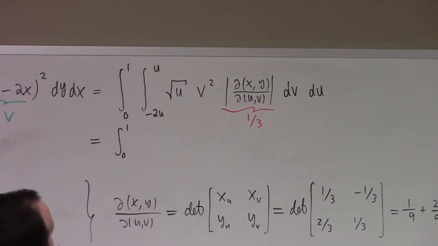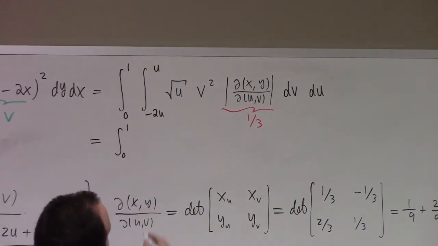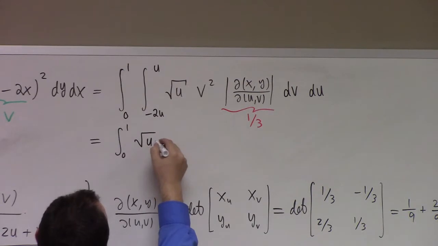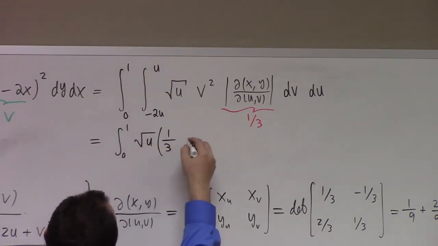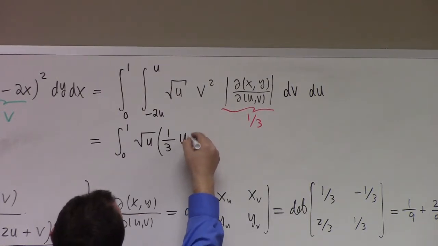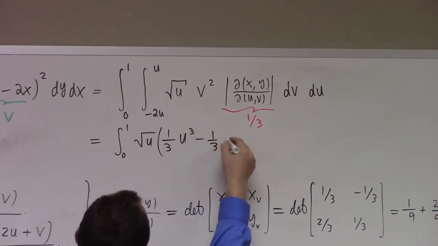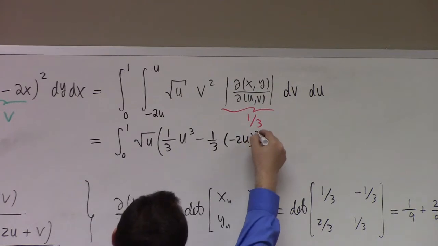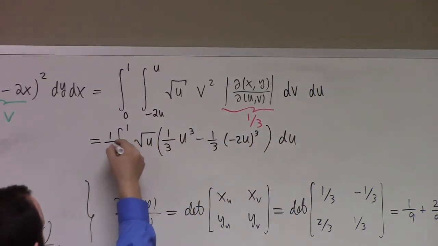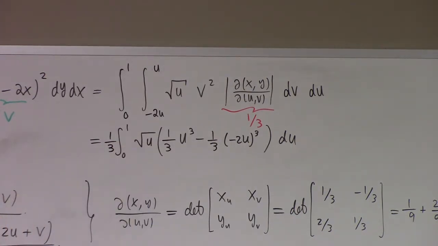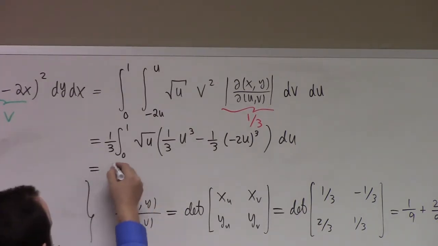So we integrate from 0 to 1 the square root of u times 1/3 u cubed minus 1/3 minus 2u cubed du. And there's a third that I should pull out front, right? Per Mr. Gibson's instructions. Agreeable? I'll take that under advisement.